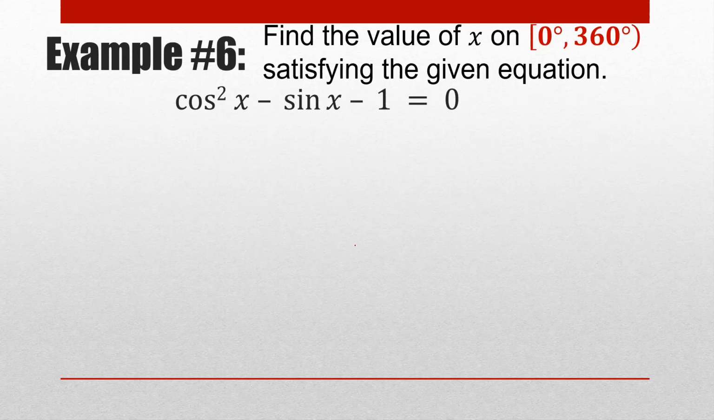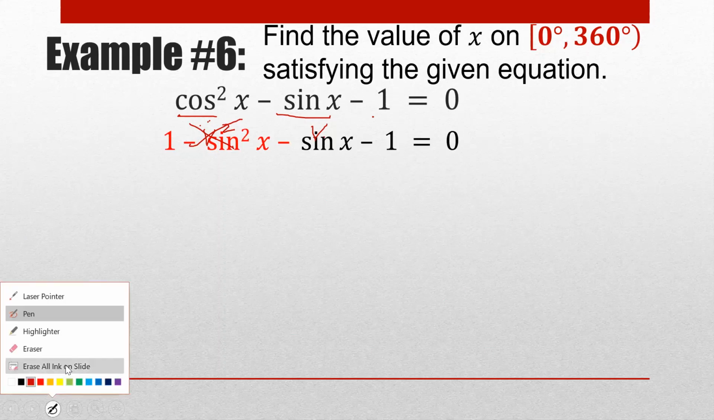This time we have a slight problem because our trig functions are not the same. This is cosine and sine. So we cannot do the usual thing that we did in the previous examples where we let v be sine x. You would have v squared minus v minus 1, but if you let this be equal to v, this is not your v squared. So that is wrong, okay? If this is our v, sine squared should be here. So what we will do is write cosine squared in terms of sine squared, and that will be 1 minus sine squared x.